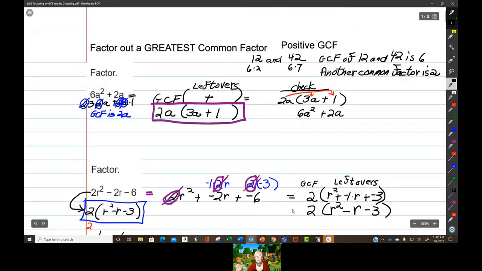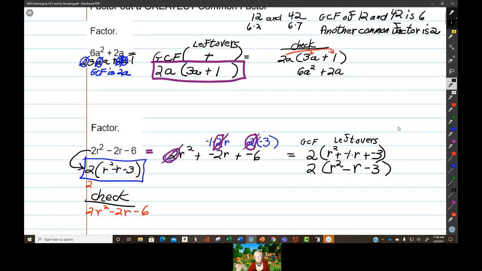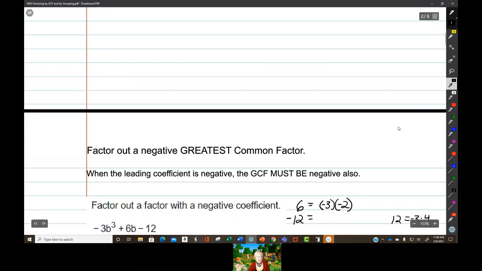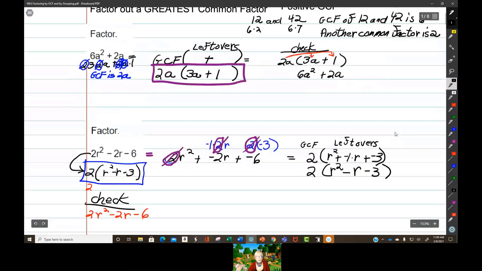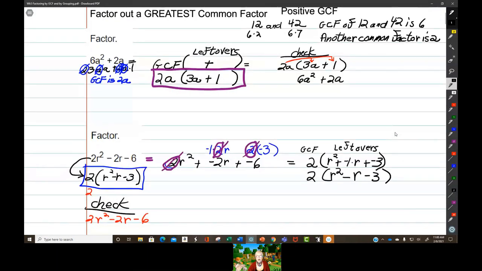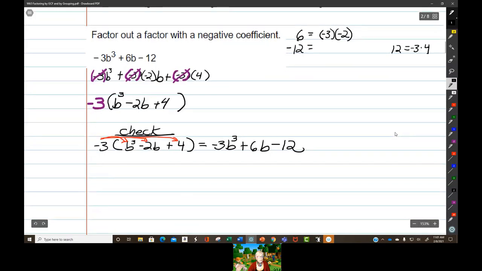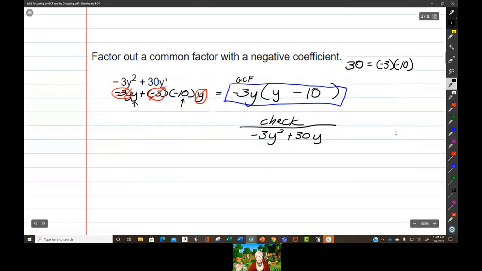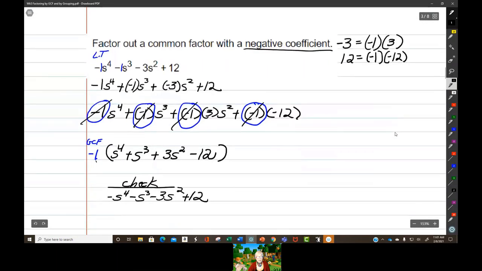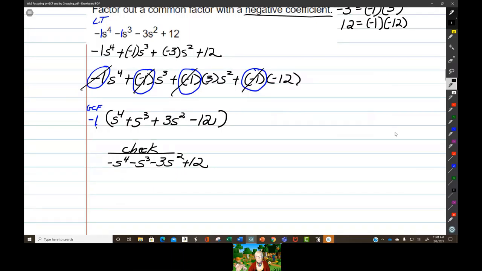So this is factoring out a common factor, these 1, 2, 3, 4, 5 problems. The first 5 problems are factoring by GCF. The first two have a positive GCF, but the last 3 make you factor out a negative GCF.